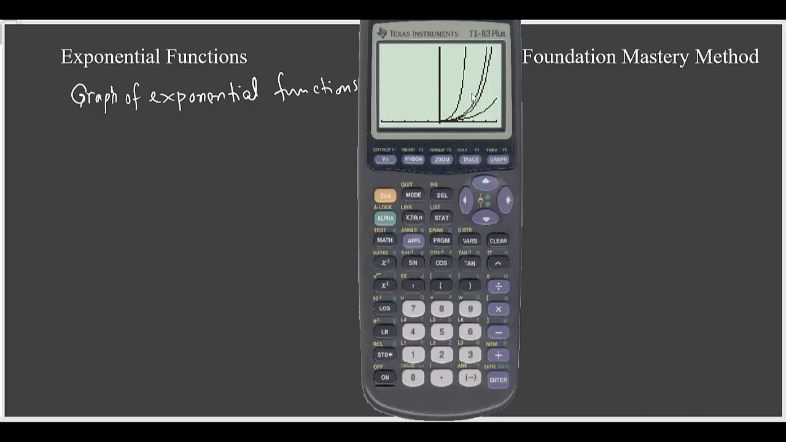Further, we can say the domain of an exponential function will be -infinity to +infinity, and the range will be 0 to infinity.